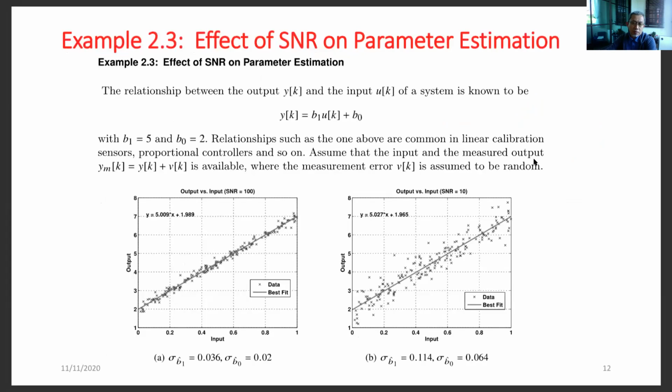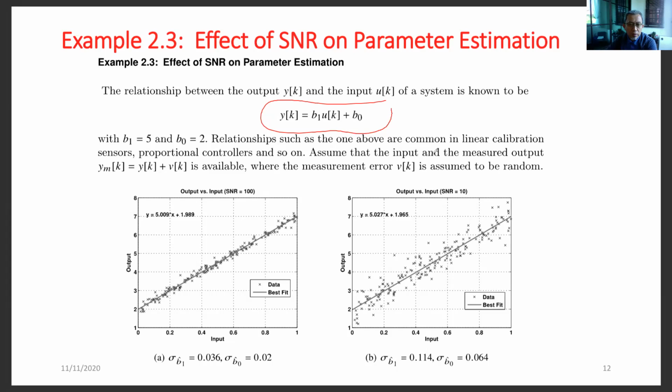So we look at two samples here, the effect of SNR on the parameter estimation. We want to see the relation between the output Y and the input U. It is related by this equation: Yk is equal to B1 Uk plus B0. It is a first order system, because you have only one input and one output, and the polynomial is given by B1 equal to 5 and B0 equal to 2.